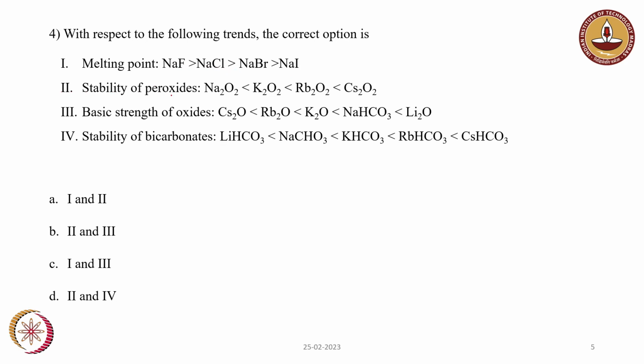A melting point is in the order of sodium fluoride greater than NaCl greater than NaBr greater than NaI. Second one, stability of peroxide is in the order of sodium peroxide less than potassium peroxide less than rubidium peroxide less than cesium peroxide. And 3 is basic strength of oxides is in the order of cesium oxide less than rubidium oxide less than potassium oxide less than sodium bicarbonate less than lithium oxide.